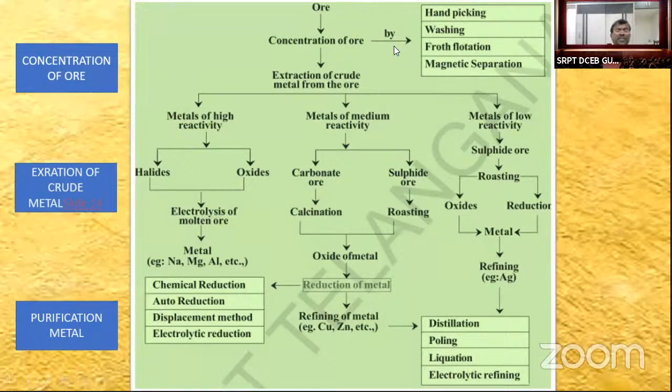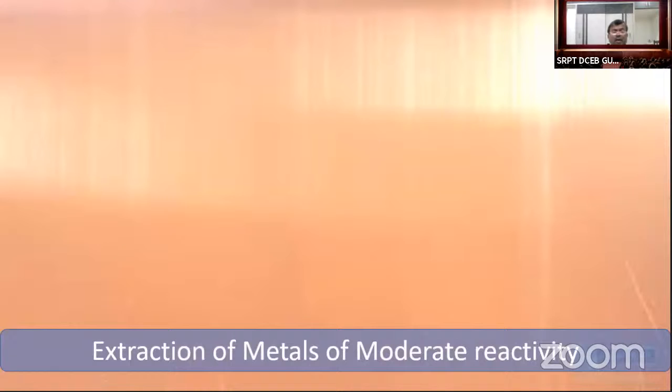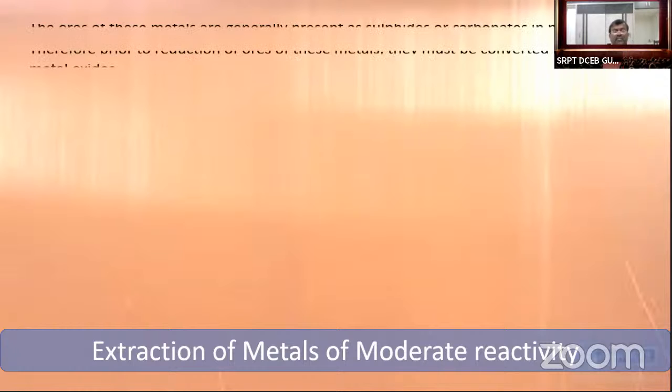So up to this is known as concentration of ore. This stage is known as extraction of the crude metal, and the last one is the purification of the metal. Now let us see the next. Now let us learn about the extraction of the moderately reactive metals in detail one by one.